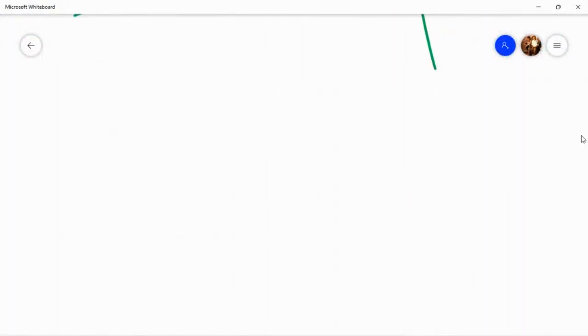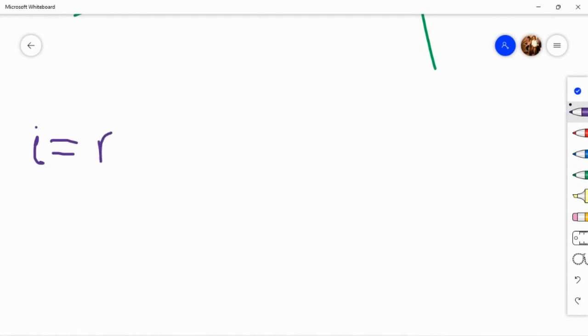Okay, so the idea is, that's the notation for nominal interest rate, and this is the notation for real interest rate. And then inflation. So that means the real interest rate is the nominal interest rate minus inflation.